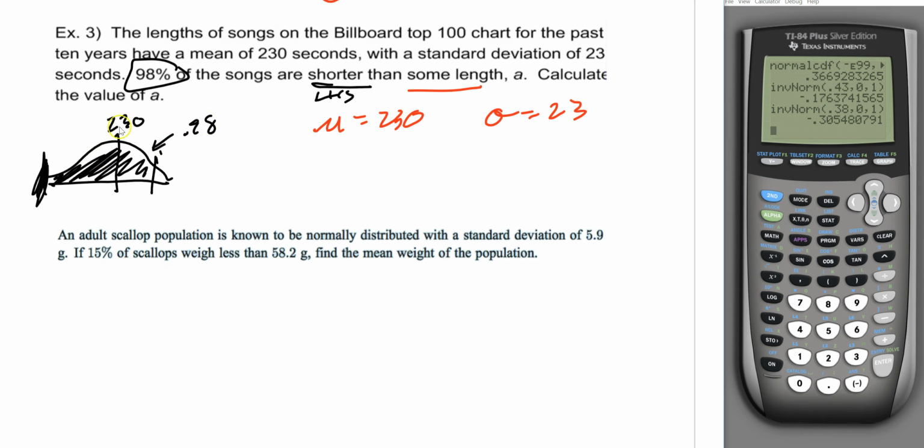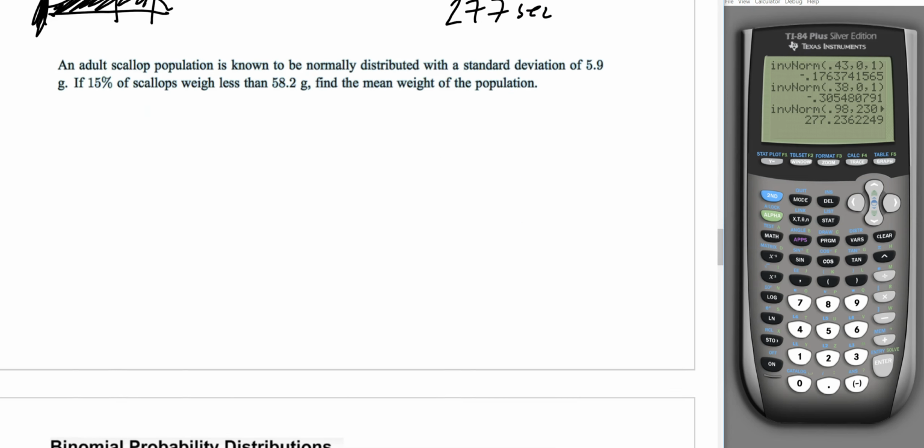Now the good news, that's the side I can use. I don't have to flip it over, right? When I start from the left, that's what I want. So I'm gonna go to my calculator and put invert normal. So my area is 0.98. My mean this time, I actually have a different mean. It's 230. And then 23 is my standard deviation. Hit paste, hit enter, and I got most songs are shorter than 277 seconds. So most songs are shorter than 277 seconds. So that's the idea. Now let's talk about this real quick.